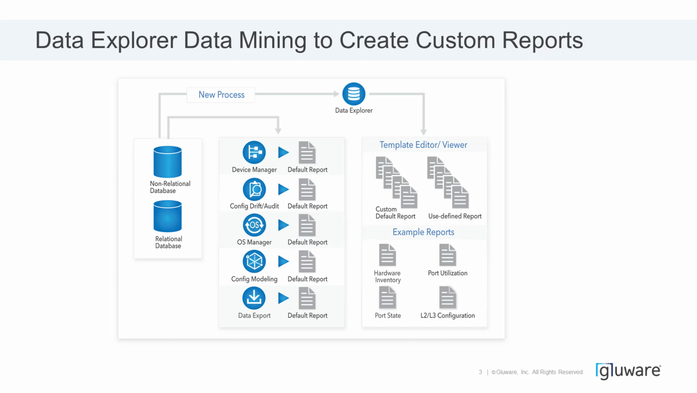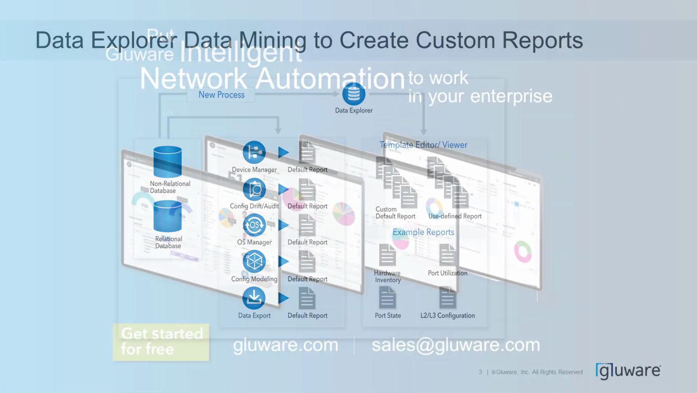So just the three main categories are user-defined reports. Those user-defined reports you can then deem as custom default reports. And then there are dozens of example reports that Gluware is creating and making available on the knowledge base. So these include things like hardware inventory, port state reports, port utilization, layer 2 and layer 3 configuration, and more.